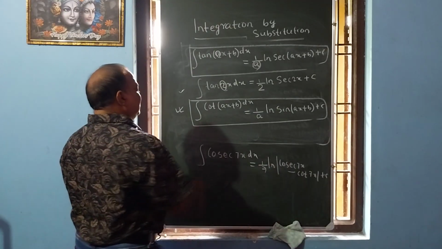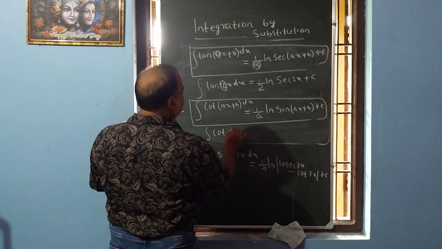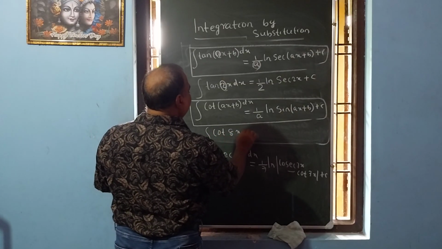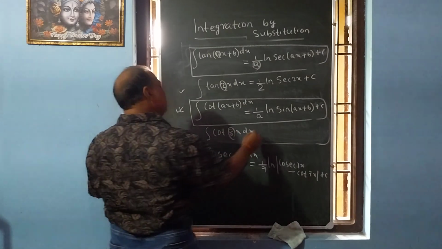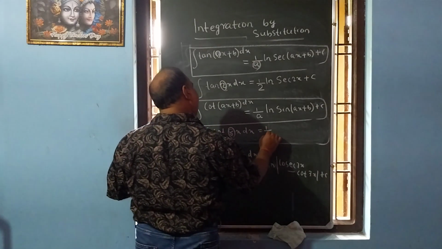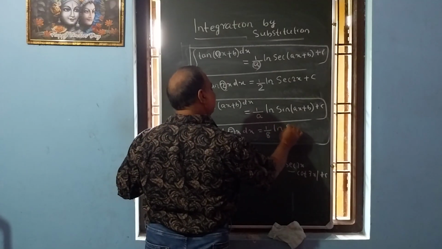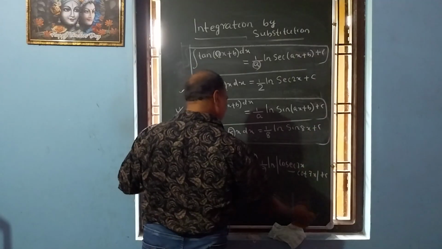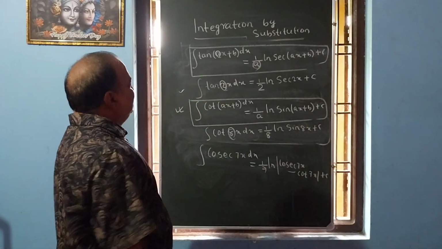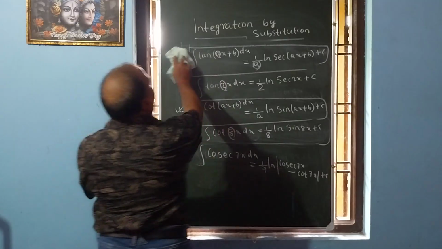Now let us take one example. Cot 8x dx. The coefficient of x is 8 here, so we get 1 by 8 ln sin 8x plus c. Now we have to discuss some exponential functions.